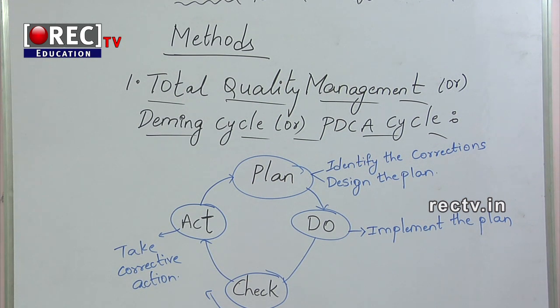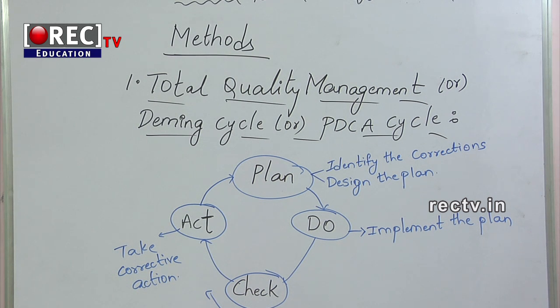Let us discuss one of the methods under incremental improvement, that is total quality management. The other name is the Deming cycle or PDCA cycle. I am saying total quality management is also known as the Deming cycle because the father of this method is Deming. So it is given the name Deming cycle. And PDCA cycle is nothing but P is plan, D is do, C is check, and A is act.